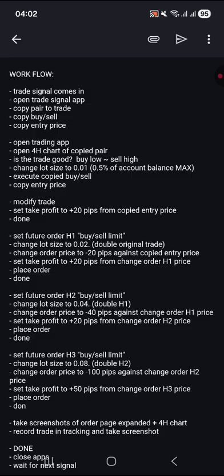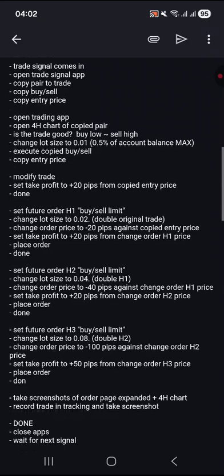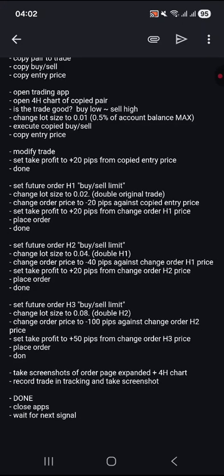Copy, is it you buying or selling? Copy the entry price. What price are they entered at? Then I open my trading app. I open the 4-hour chart of that copied pair. And I ask myself at this point, is the trade good? Am I buying low? Am I selling high?